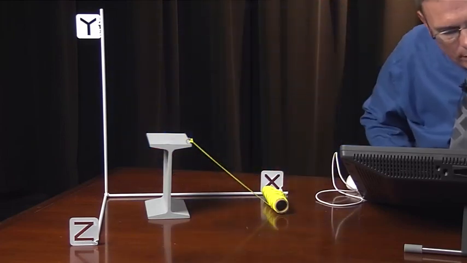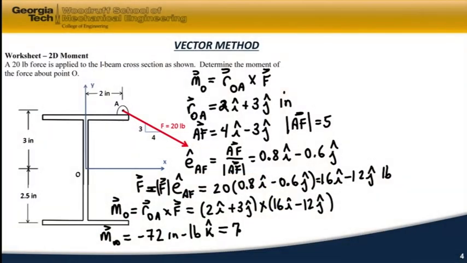So I could also write this as 72 inch-pounds, and the direction is clockwise. Excuse me, that's right, I wrote it wrong. It should be clockwise, so it should be the other direction. Clockwise, in the minus k direction.